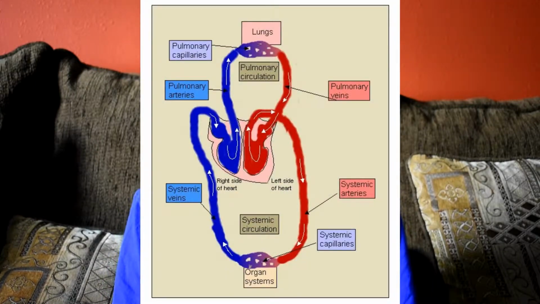With the heart, the right side is deoxygenated, and the left side is oxygenated. In pictures, doctors put the deoxygenated side as blue, even though, again, blood's not blue, to make the difference between the oxygenated and the deoxygenated side.